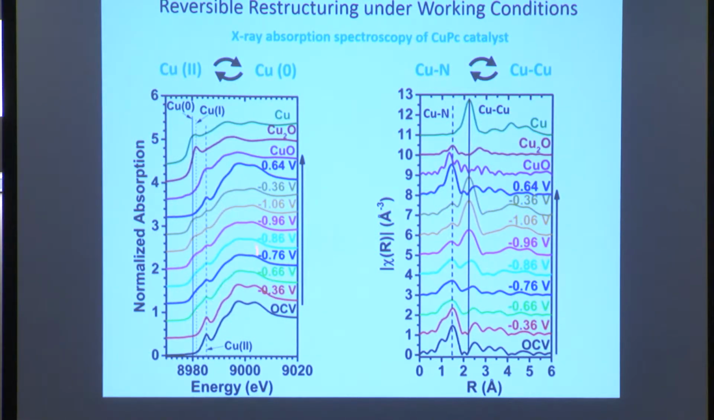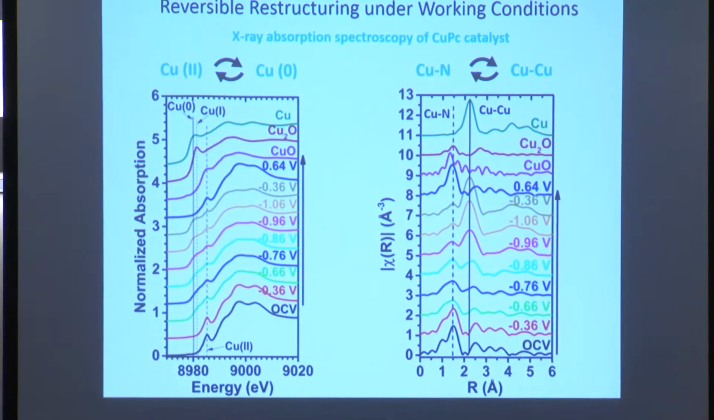Then if we go to the negative potential where CO2 is reduced to methane, we see that the copper 2+ gets reduced to copper 0, right? And then after you release the negative potential, the oxidation state goes back to copper 2+. Okay. Then on the right-hand side, we have the extended range of that X-ray absorption spectra, which tells you the coordination number, atomic distance, etc.